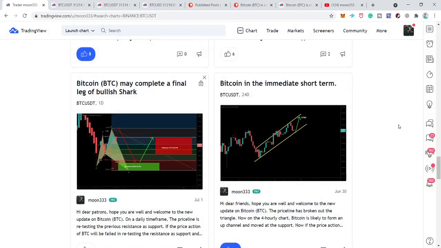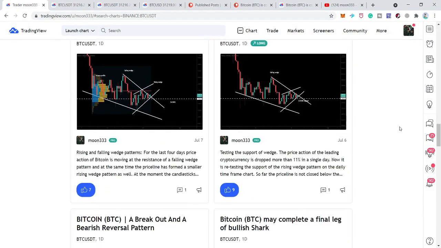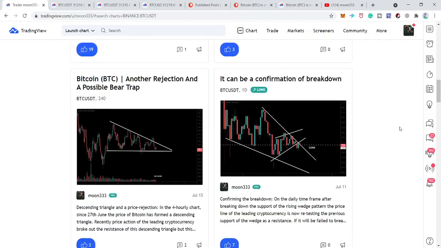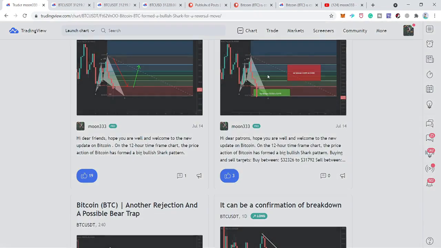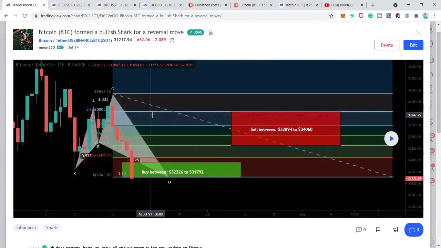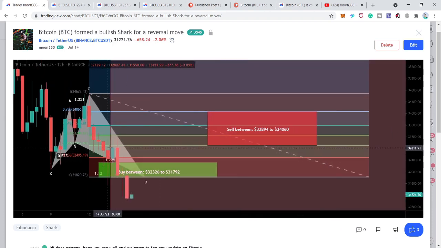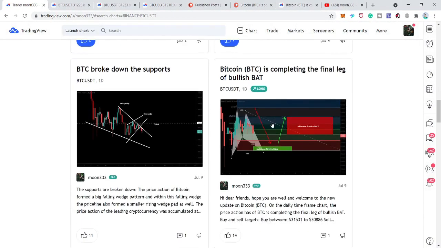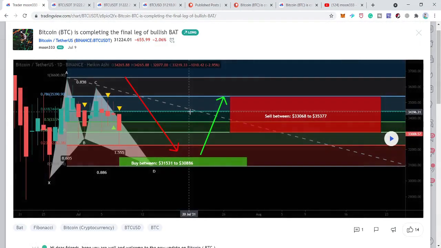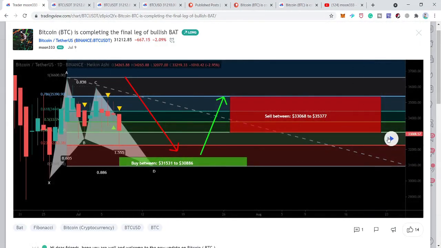This is another bullish shark on the daily time frame, but the last pattern that has been executed successfully was this 12-hour chart. That was another bullish reversal shark on the 12-hour chart that I shared with you in my previous video, that the price action will reverse bullish from here. And we can see that the price action reversed bullish, hit the sell targets, but moved down again. And before this, I shared this daily time frame chart, and this is the bat pattern I'm talking about, that the price action has completed.